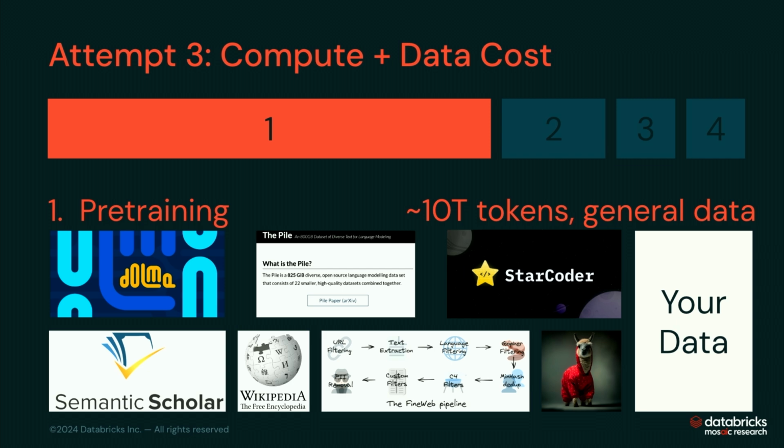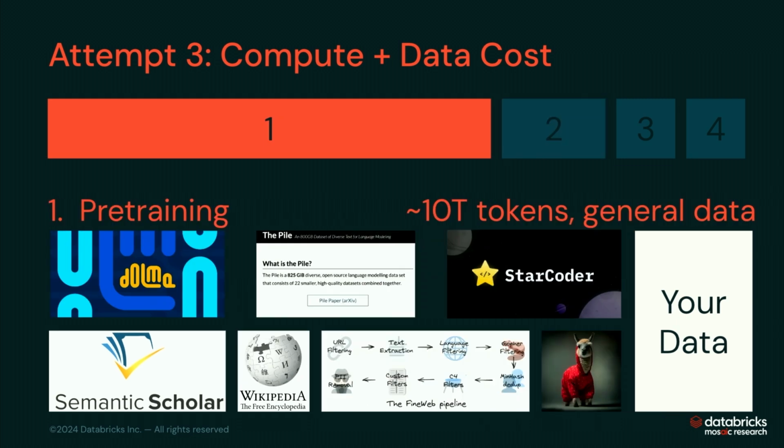Notice that your data is kind of off to the side and is not that huge, because not everyone has 10 trillion tokens worth of data internally. That's a lot of data. That's the size of the web many times over. But mixing your data in will make a huge impact, in the same way that mixing Wikipedia in makes a huge impact on the quality of the model for factual purposes.